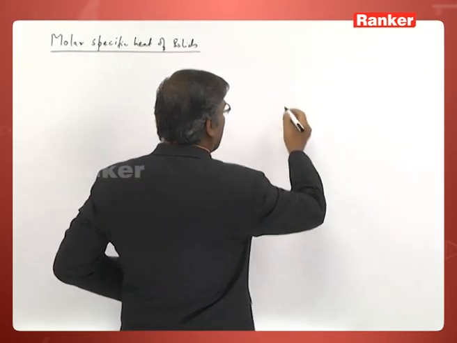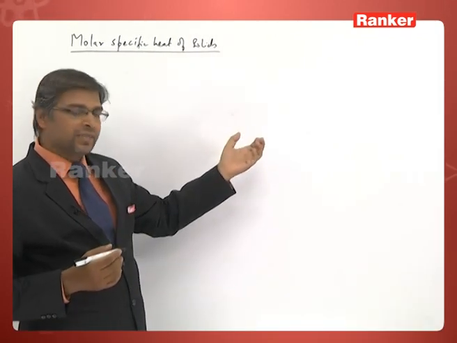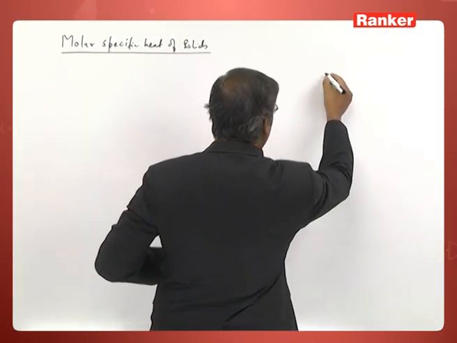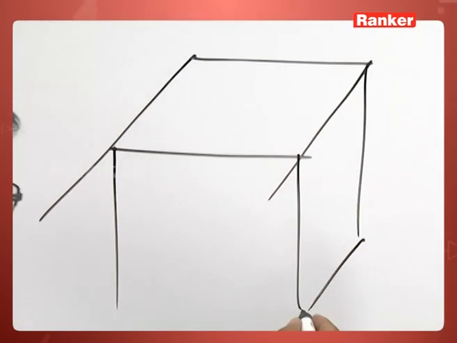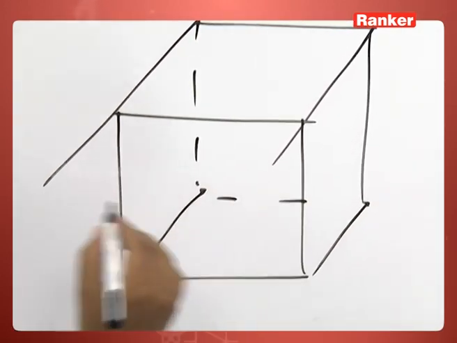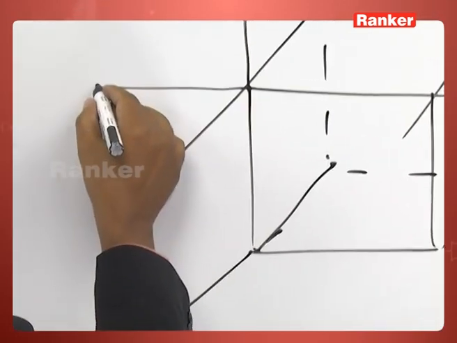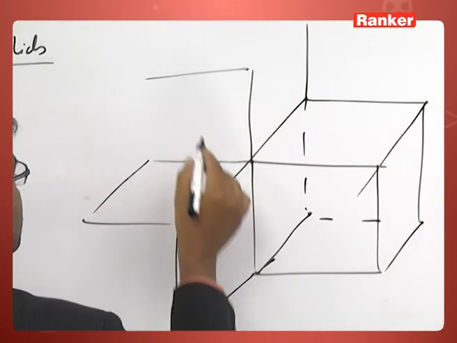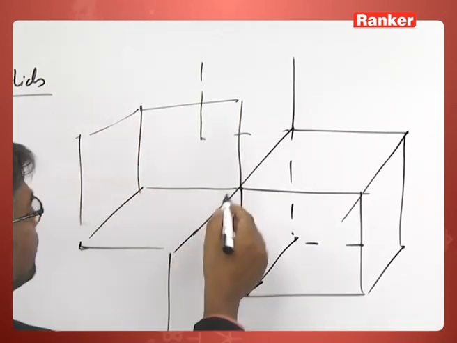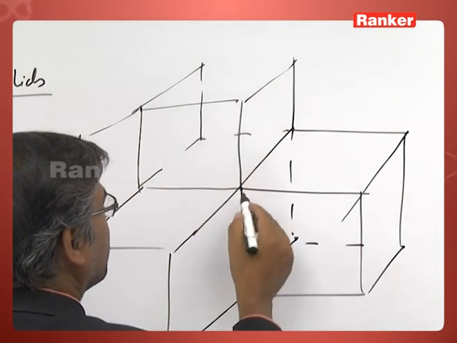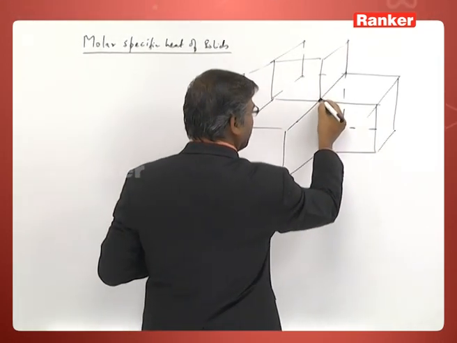Now in a lattice, let us see the energy of the atoms when they are in the form of a lattice. In a gas they are free, but in a crystal lattice, suppose this is a cubic lattice system. This is the cubic lattice system, and just imagine this system. We have one cube, one cube, one cube, and here. So just imagine this atom here.